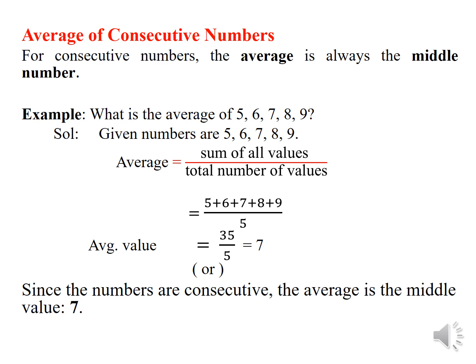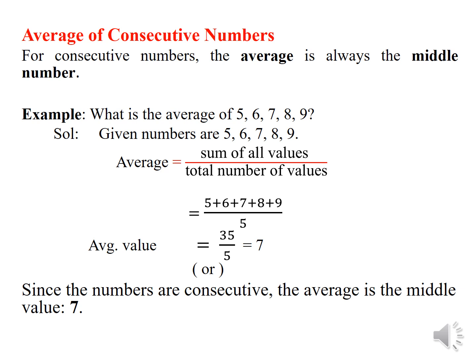Look at the second type, that is the average of consecutive numbers. For consecutive numbers, the average is always the middle number. Let us see one example. What is the average of 5, 6, 7, 8, 9? Here the numbers follow some order, some sequence. These numbers we call consecutive numbers. So without using any formula, we can directly say that the middle number is the average of the given numbers, or else we can use the formula also.